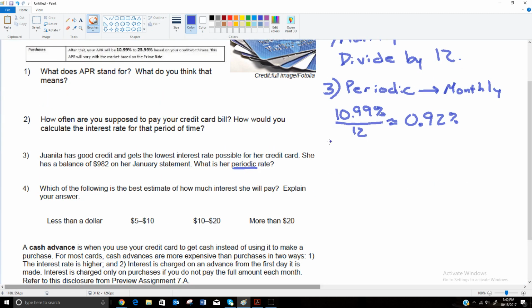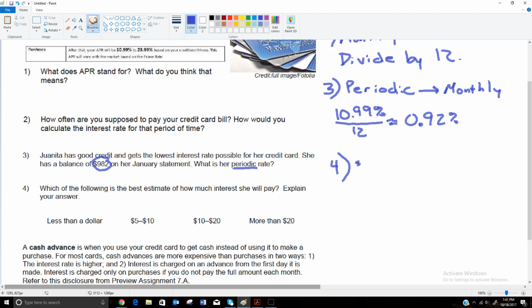The next thing it asks here is, which of the following is the best estimate of how much interest she will pay? Explain your answer. So again, 0.92 is awfully close to 1. If you thought of it, it's 92 cents. 92 cents is awfully close to $1. So she's going to pay close to 1% of her balance. Now we don't have a $5,000 balance anymore. We only have a $982 balance.